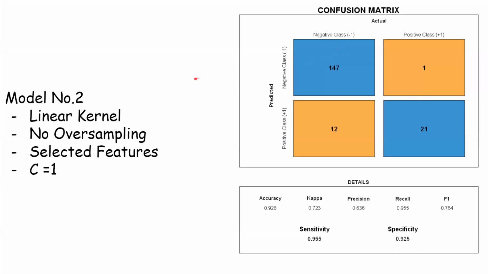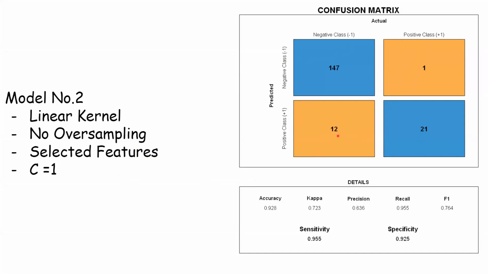From our model number 2, which is a linear kernel with no oversampling and with selected features, C equals 1, we can see that it predicts quite well on the positive classes, and they only make one mistake over there. However, from this part, we can see they make a lot of mistakes on the negative classes.